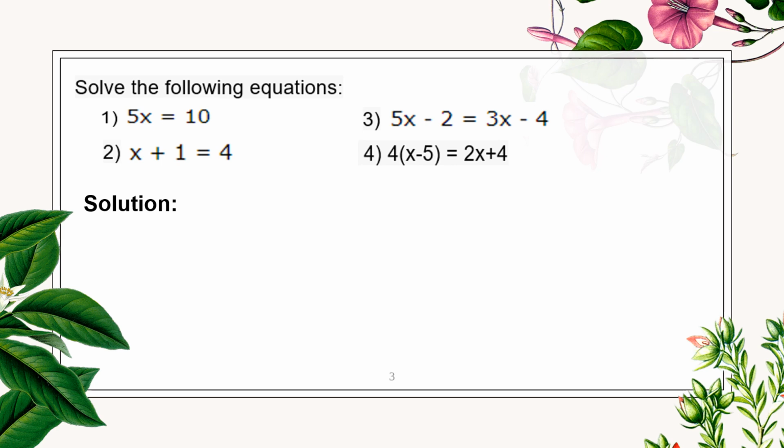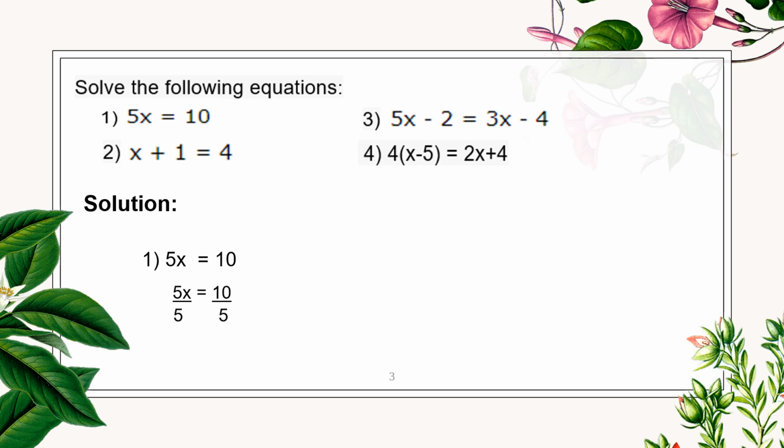To answer number 1, we have 5x. Since we are looking for the value of the variable, the left side of the equation should only be the letter, with no number beside it, or no numerical coefficient. Since there is 5 beside x, we need to find a way to eliminate that 5. To do that, we will divide 5x by 5.